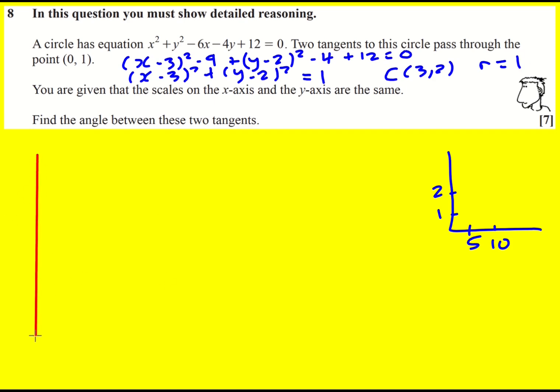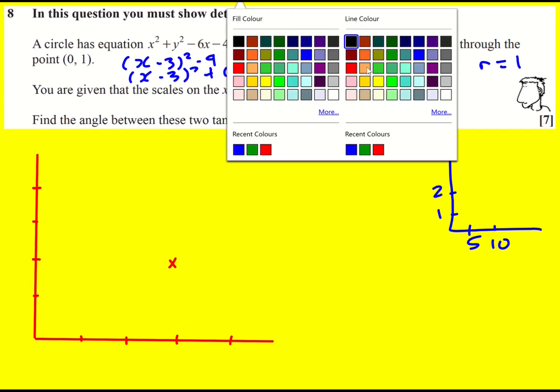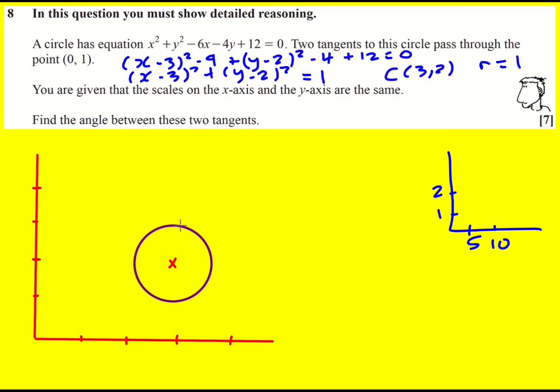So we're only looking in the first quadrant here. Okay, center of (3, 2), a radius of 1, so it's going to look a little bit like that. Okay, I'll just draw some grid lines on.